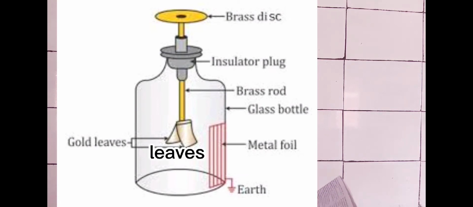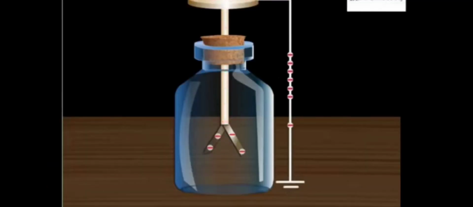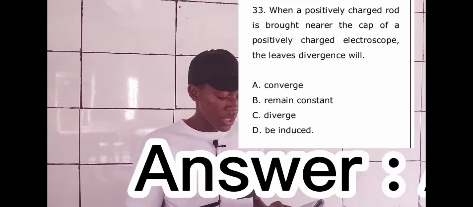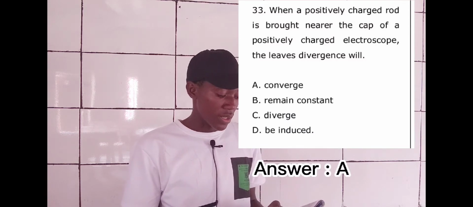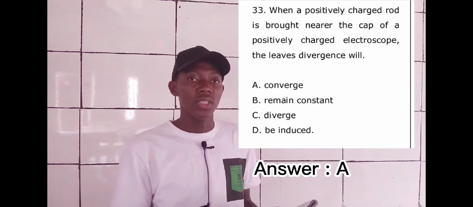Now the leaves are going to converge because the rod is positive and the electroscope is also positive. So you see the leaves moving towards each other. Now that movement towards each other is what we call convergence. Now they are converging together, which makes option A the final answer. A converge, B remains constant, C diverge, D be induced. I hope that answers the question.